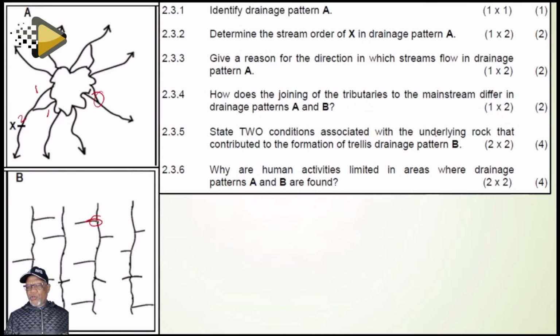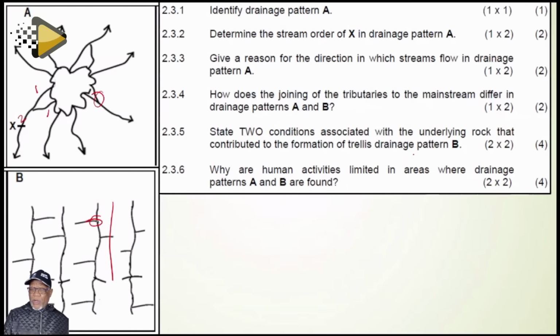State two conditions associated with the underlying rock that contribute to the formation of the trellis pattern. Number one, alternating soft and hard rock. That is the first one. And the second one is where you have inclined strata. Inclined strata, that's number two.